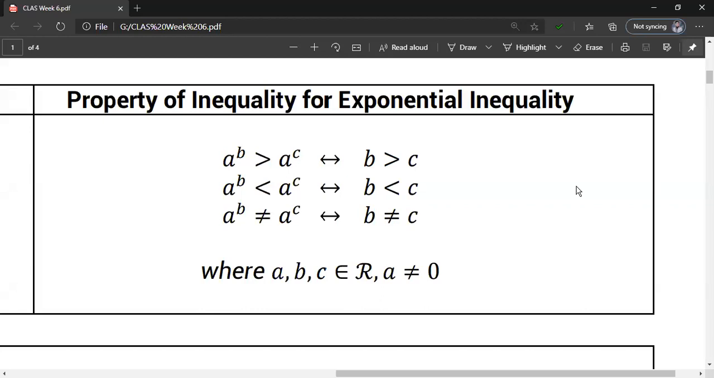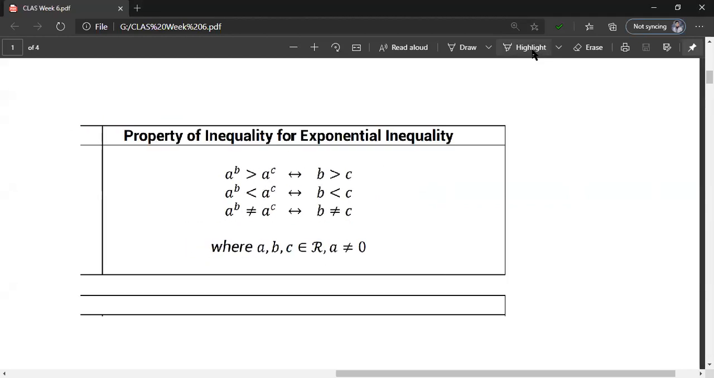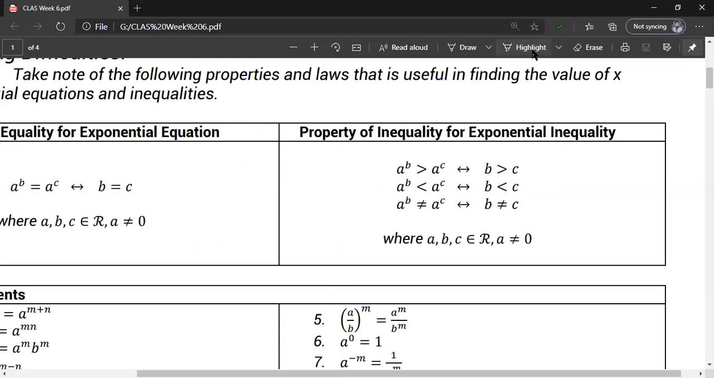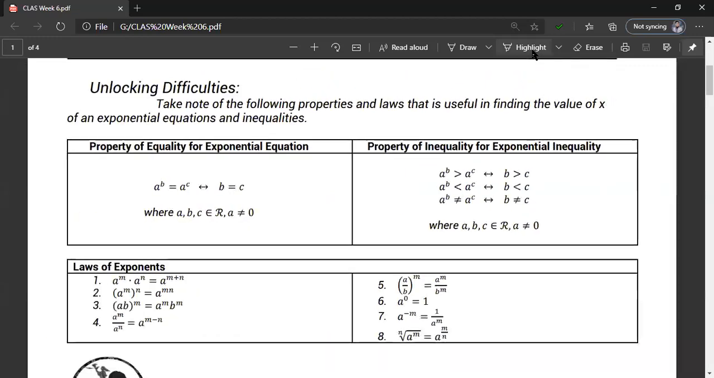So siguro hindi ko na kailangang magbigay na example with this part, with the property of inequality kasi same lang sila talaga ng concept or ng example na katulad ng binigay natin sa property of equality for exponential equation. The symbol used is inequality. Okay? So yun po siya. So the point here is that we cancel the base if they have the same. Okay? Or if they are the same.